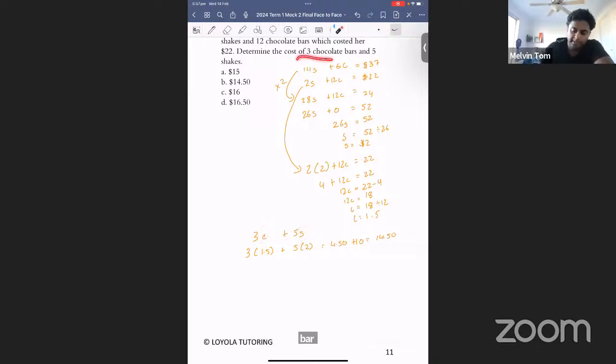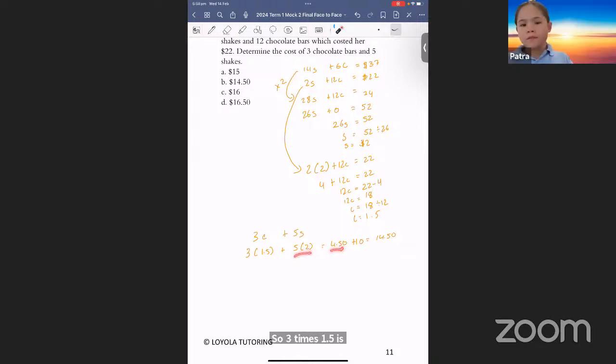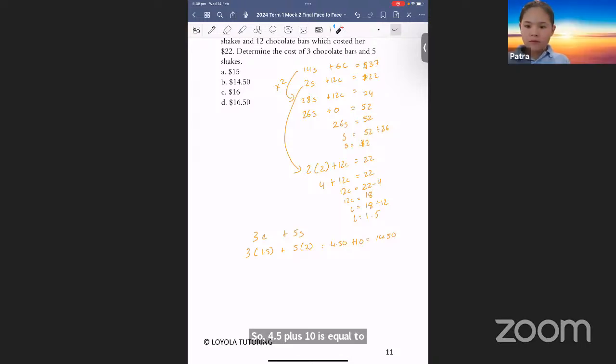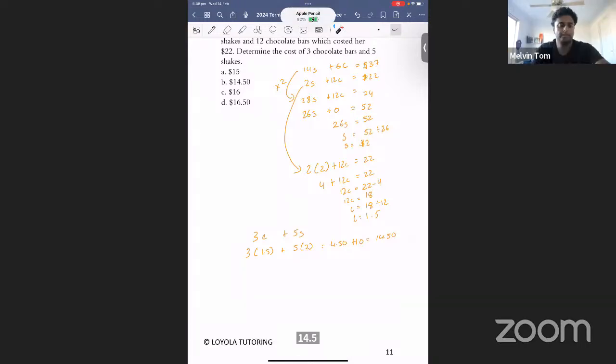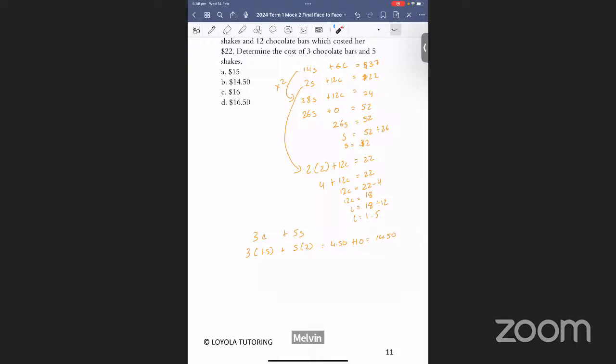So the question was asking the price of 3 chocolate bars and 5 shakes. So 3 times 1.5 is 4.5, and 5 times 2 is 10. So 4.5 plus 10 is equal to 14.5. Good. I'll leave it up here for a second if you want to take a screenshot of this or take some notes for the question. Melvin, why did we multiply it by 2?